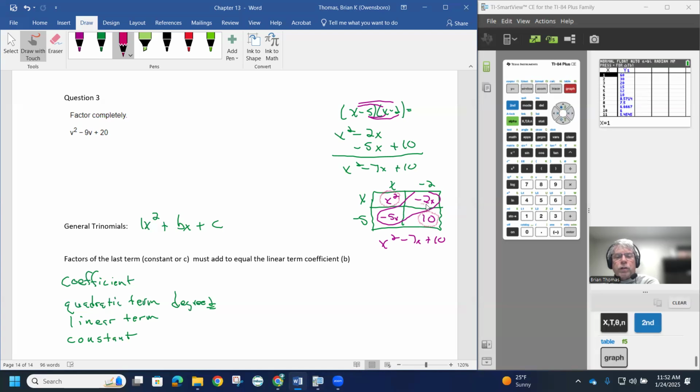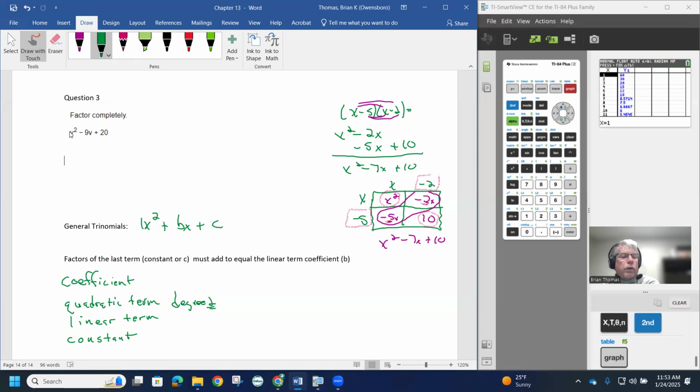But if you notice the coefficients, so the negative 2 and the negative 5, notice that those were the factors of the constant. Negative 2 times negative 5 does give me the 10. The negative 2 plus the negative 5 gives me the linear coefficient. So when I factor this, what we kind of pick up on is we can kind of do FOIL backwards.